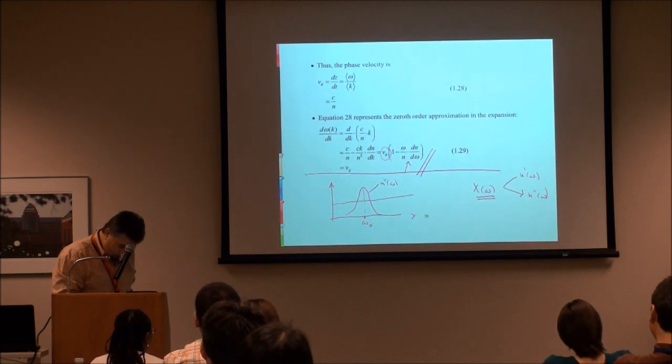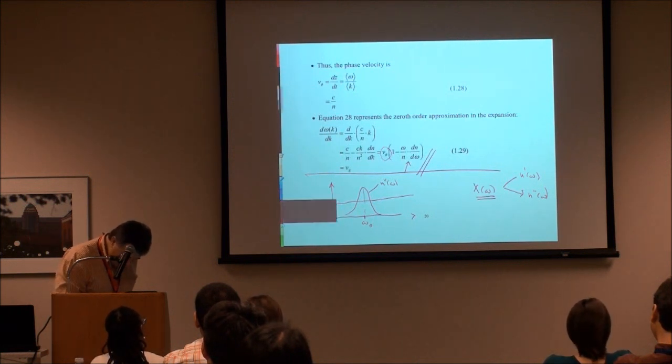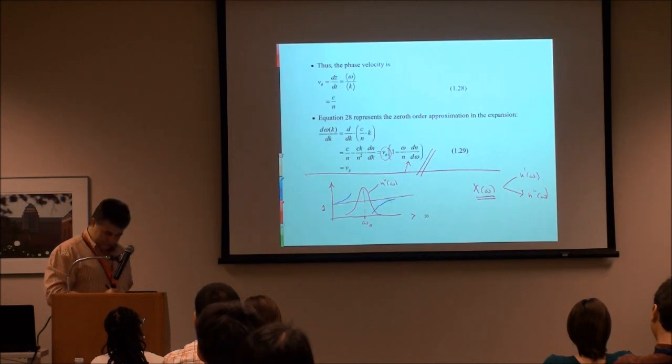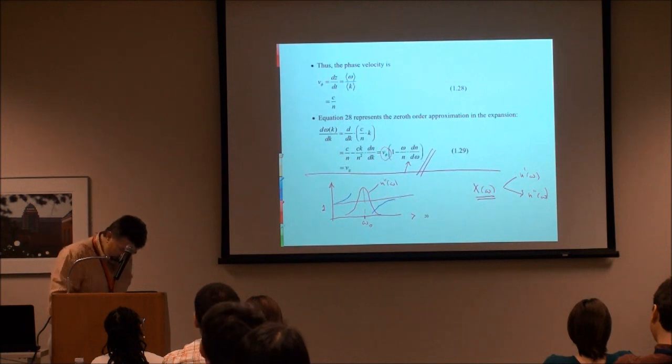But let's now draw n prime. And you have to believe me that it looks like this. It goes up. Let's do a different color. It goes up here. It goes up here. So you see it increases with frequency, both to the left and the right of the resonance. But in between it actually does this weird stuff.